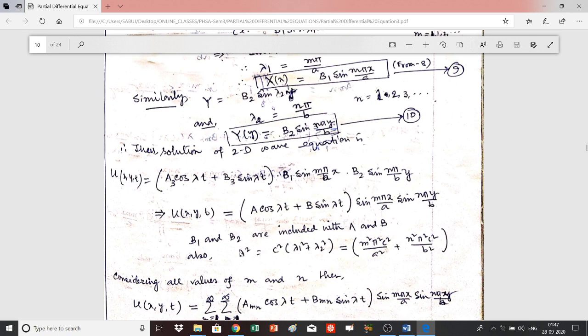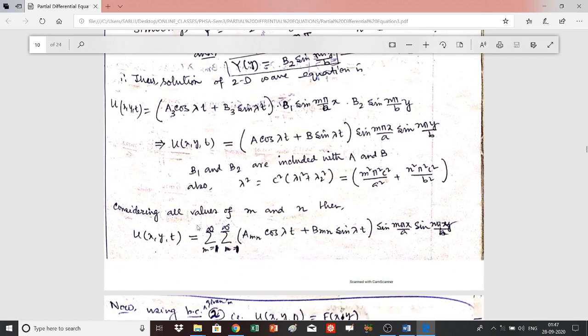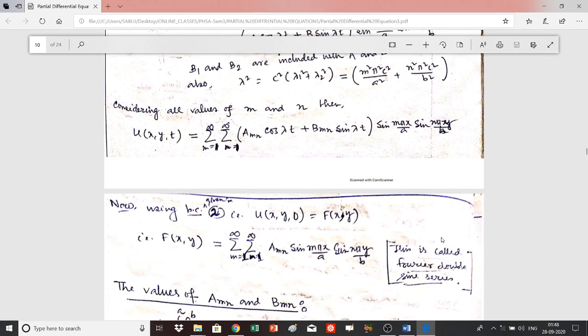then sin(n pi x by a) and sin(n pi y by b). You know that lambda square is equal to c square into (lambda 1 square plus lambda 2 square), and from here that is equal to pi square c square into (m square by a square plus n square by b square). These are the values of lambda square. So if you consider all the values of m and n, then you should sum over these terms. So u(x,y,t) is equal to the double sum, m from 1 to infinity and n from 1 to infinity, of (a_mn cos lambda_mn t plus b_mn sin lambda_mn t) sin(m pi x by a) sin(n pi y by b). So this is the complete solution in the two-dimensional case.